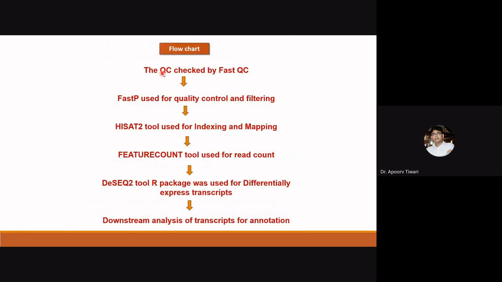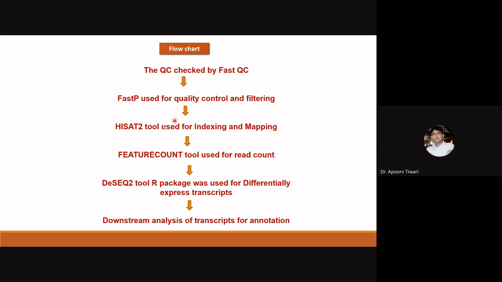So first of all, we can go for the quality check of our generated reads by the FastQC tool. And if our reads have adapter data and some improper data, we can use this fastp tool. fastp is used for the quality control and filtering of the data. So we can filter our data according to our quality score. And what quality score, I will discuss in my next slide.